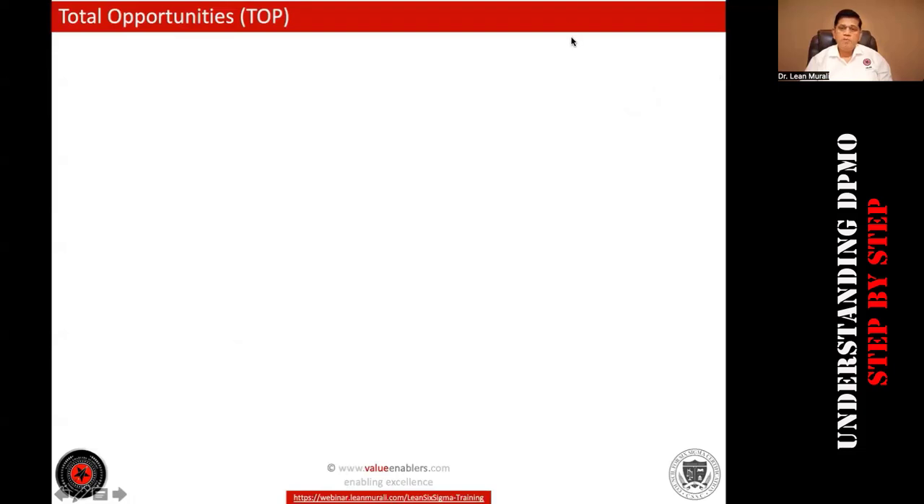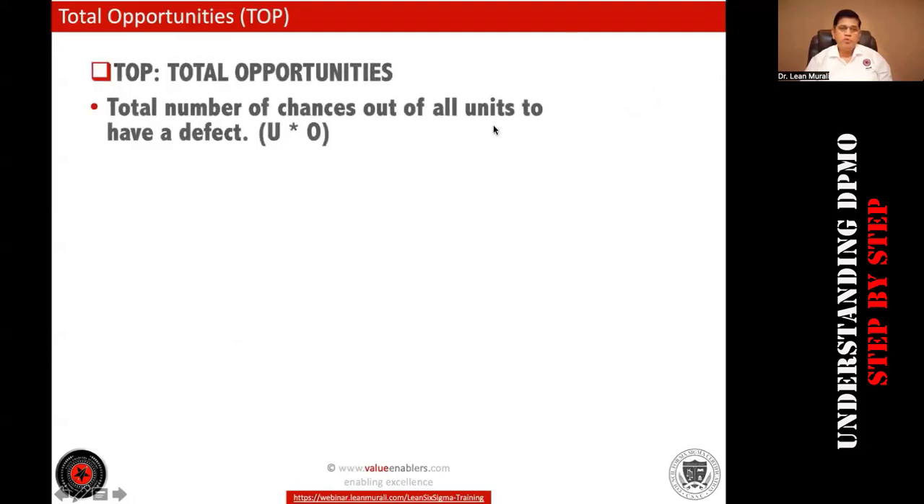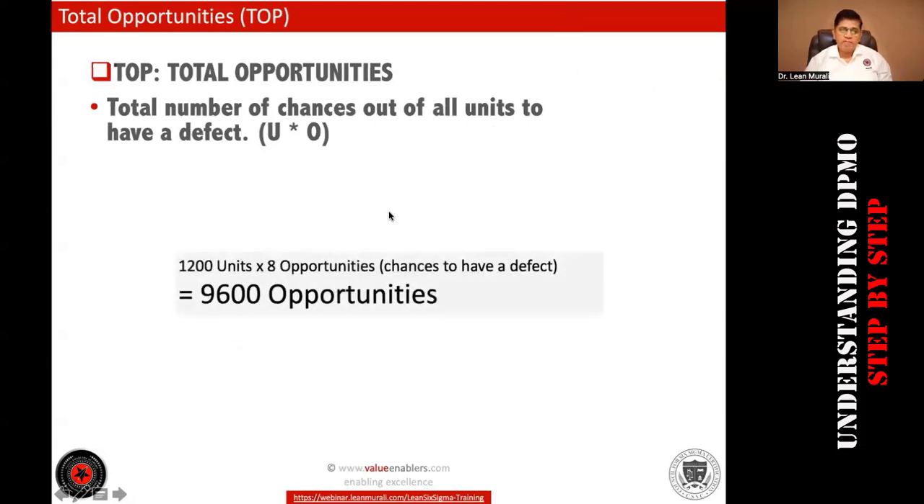So now we will get into total opportunities. Total opportunities is the number of units times the opportunities per unit. For example, 8 opportunities we saw in the invoice, and we had 1,200 units. So the total number of opportunities is 9,600. If this is clear, on a scale of 1 to 10, please give me a 9 or 10 if it is super, super clear.